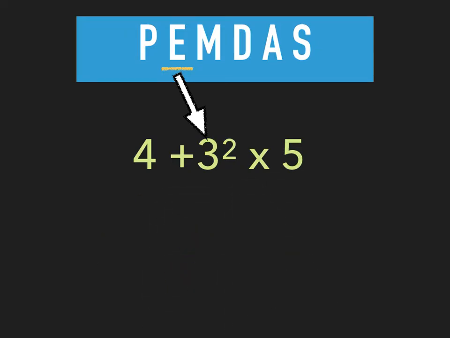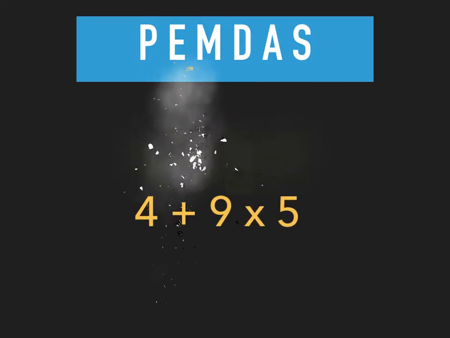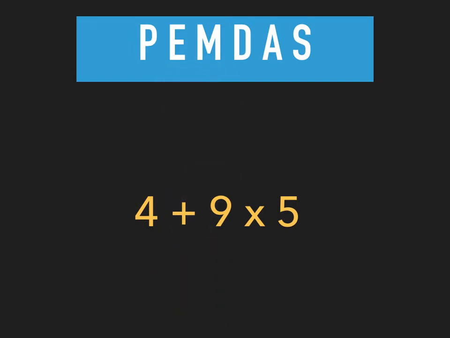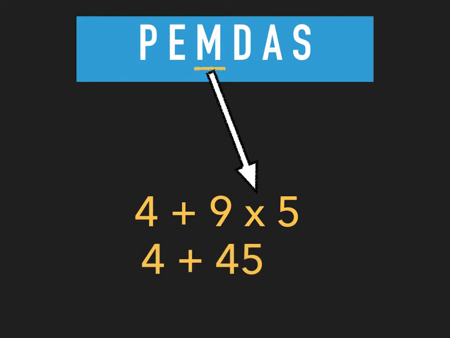So now my new problem looks like 4 plus 9 times 5. The next piece I'm going to look for is if I have any multiplication in my expression. In this case, I do. My multiplication expression within this is 9 times 5. So I'm going to solve that. I know that 9 times 5 equals 45. So the problem I am left with at this point is 4 plus 45.